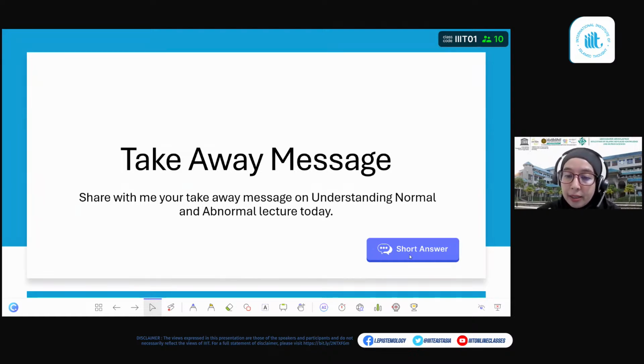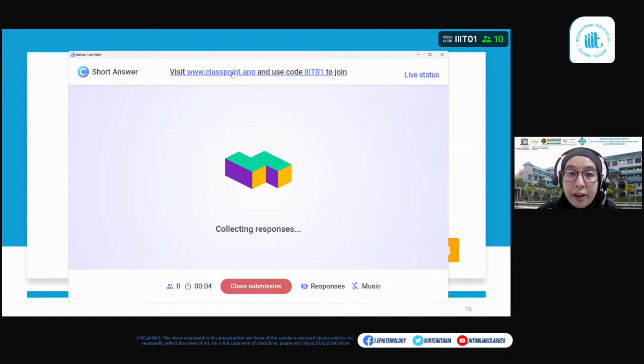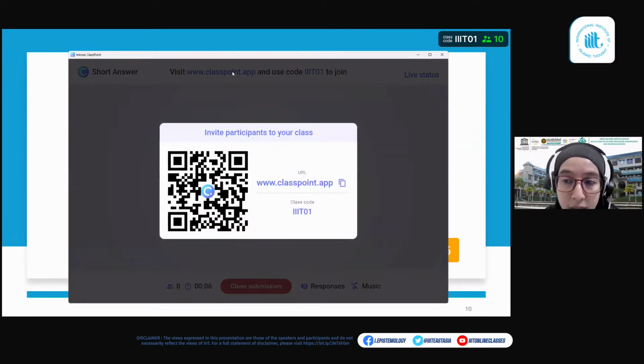So now I would like to invite you again to scan this QR code and share with me your takeaway, what you have learned so far. At least as someone who has shared about normal and abnormal in a very simple way, and I hope that is considered simple, I would like to know what you have learned. I really hope that you've learned something for the past 30 or 35 minutes on normal and abnormal.